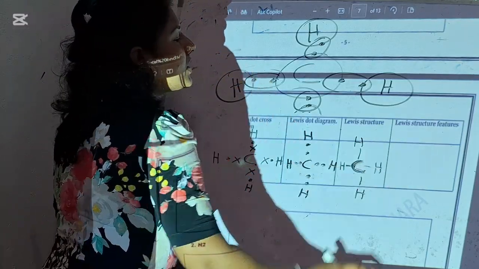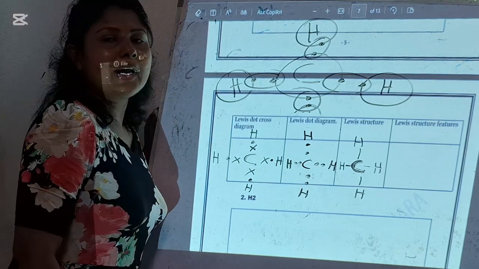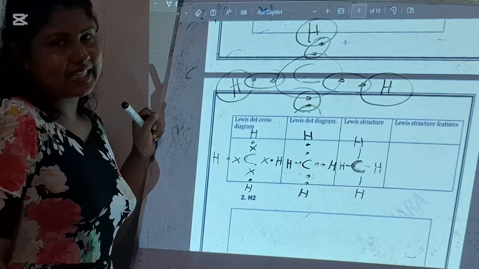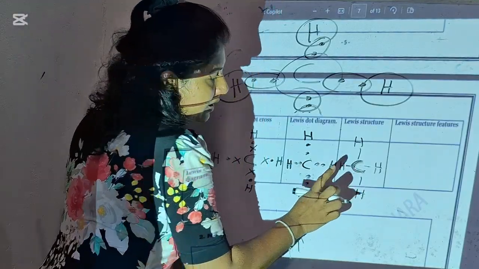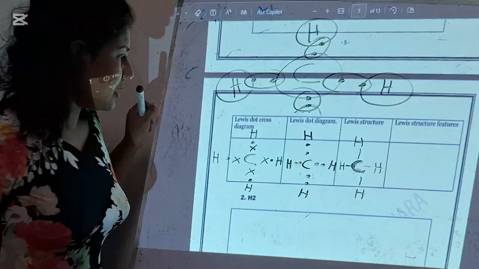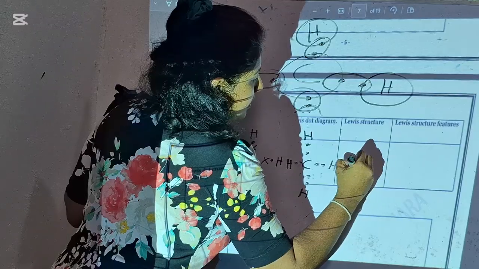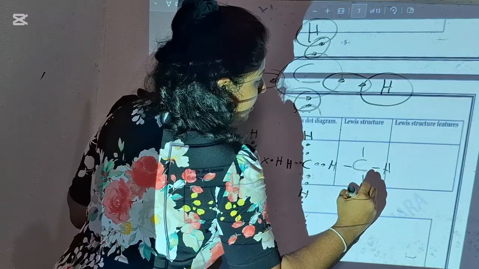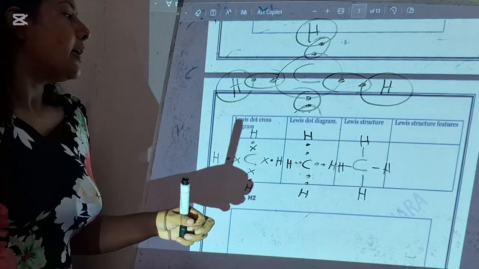Here there is a new thing, that is Lewis structure features. In that part we are going to talk about the lone pairs and bond pairs in the Lewis structure. If we take the Lewis structure, shall I draw it clearly? C with H H H H. This is the way.